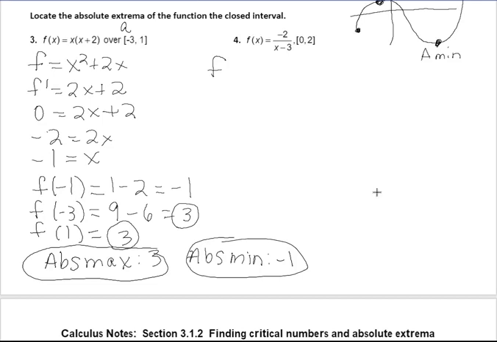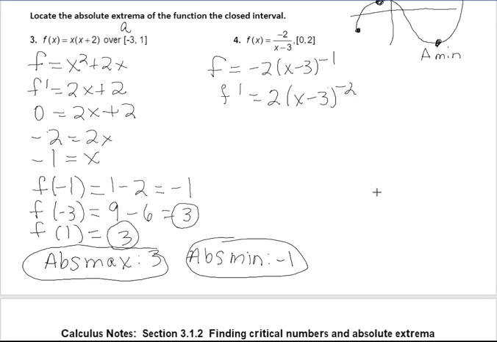So I'm going to rewrite this function. Do you see how I could use the quotient rule, but the chain rule would be a lot easier. So I'm going to rewrite this as negative 2 times x minus 3 to the negative 1. That's just another way I can rewrite this, because if I put this x minus 3 to the negative 1, that means it's in the denominator. And now all I have to do is use the chain rule. So f prime is going to be negative 2 times negative 1, which is 2, times x minus 3 to the negative 2, times the derivative of the inside. Well, the derivative of that is just 1. So we're finished with our derivative.